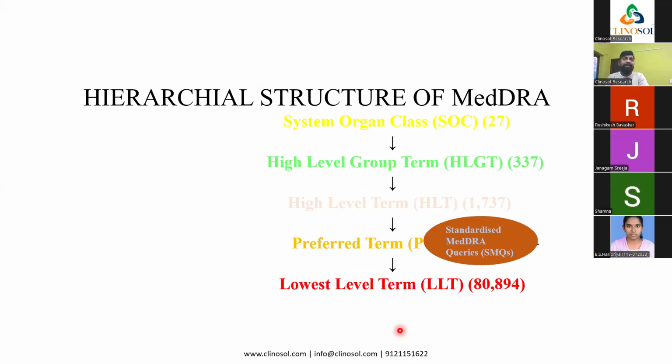Now, what is the hierarchy of MedDRA? MedDRA is developed by the MSSO, Maintenance Support Service Organization. It gives two versions: one is the major version, which is March, and one is the minor version, which is September. Now, what is the hierarchy structure? There are 5 levels. One is SOC, system organ class, nearly 27 are there. HLGT, high level group term, 337 are there. High level term, HLT, 1737 are there. Preferred term, which is more. And standardized MedDRA queries, SMQs, will be there. Lowest level terms, nearly 80,000 are there. This is the hierarchy structure: SOC, HLGT, HLT, PT, and LLT.